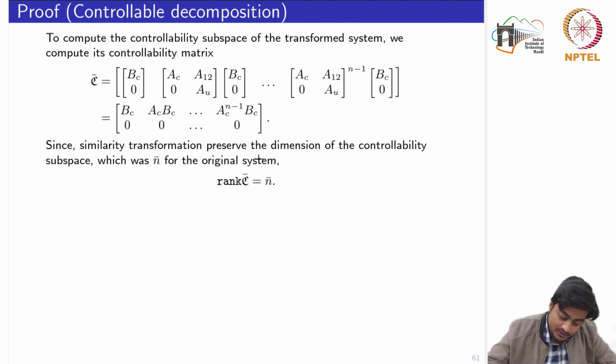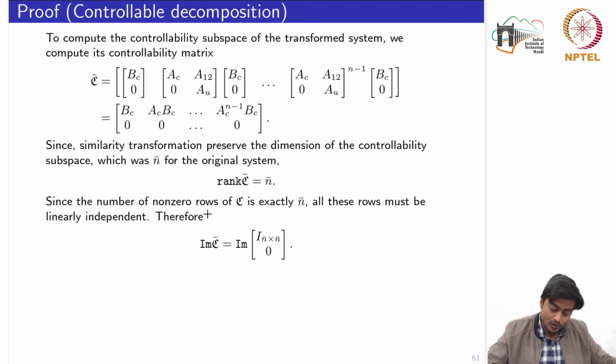Since similarity transformation preserves the dimension of the controllability subspace, which was n bar for the original system, we would have rank of C bar equal to n bar. Because we already know that the rank of this controllability matrix is n bar, which is less than n. So the dimension of that subspace is n bar already. Now we have extracted that subspace in terms of this controllable decomposition, which says that the rank of the C bar is nothing but equal to n bar.